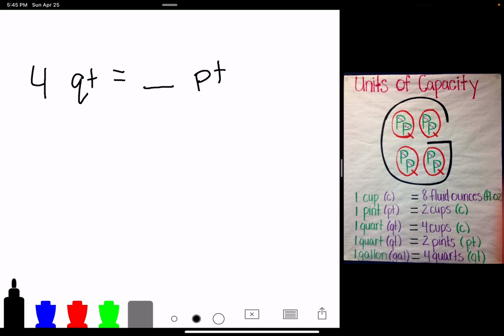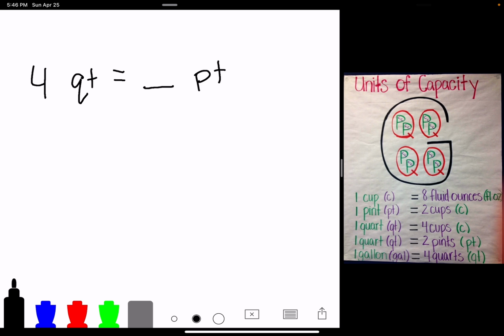So you can see that the big G stands for gallon. Inside the big G, there are 4 Q's. Those are the quarts because there's 4 quarts for every gallon. Inside each Q is 2 P's because there's 2 pints in every quart. Inside each P is 2 C's because there's 2 cups in every pint. So this is actually really going to help me for this problem because I'm trying to figure out how many pints in 4 quarts. Well, the cool thing is, in this picture, there are 4 Q's.